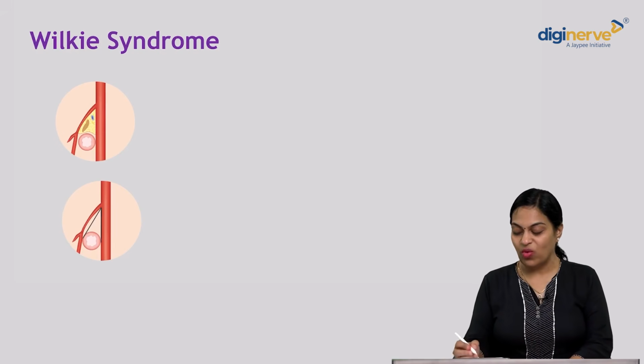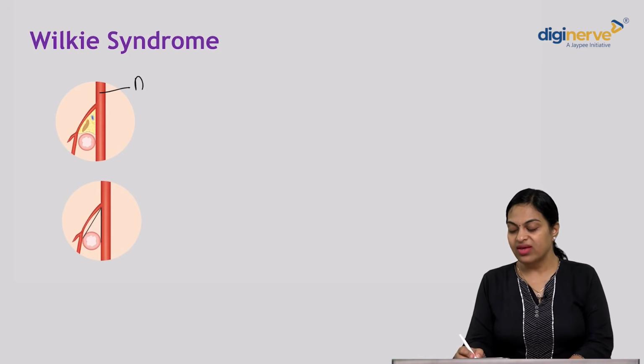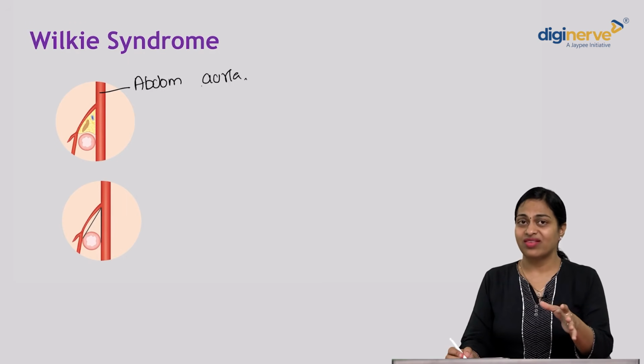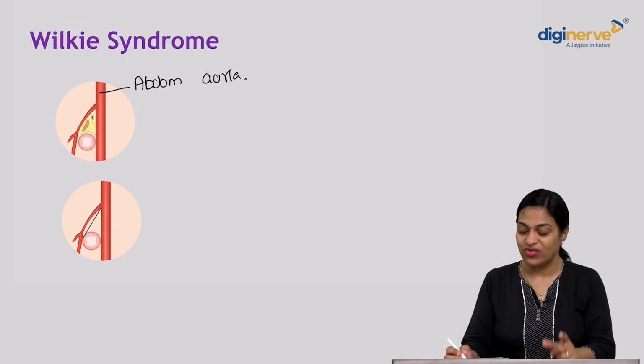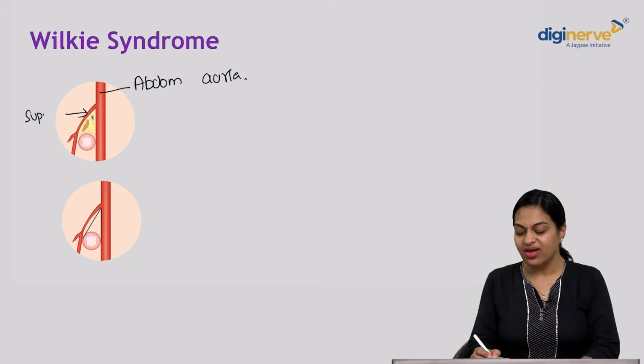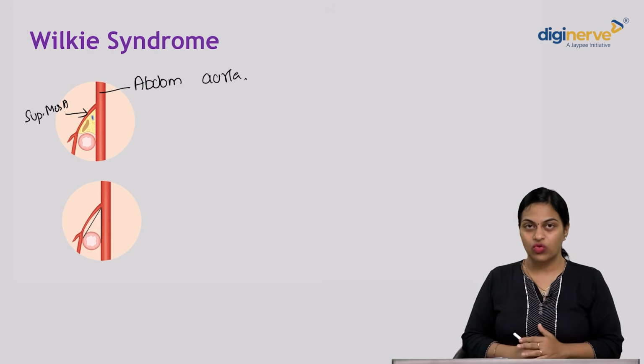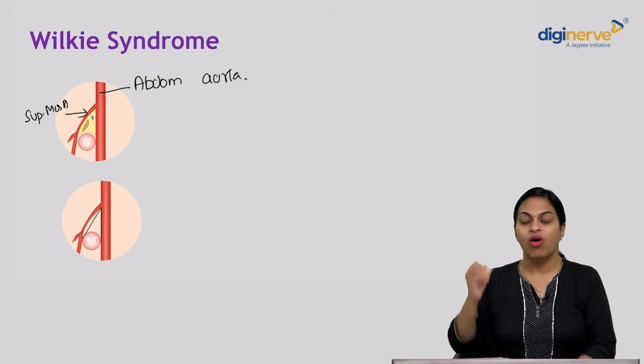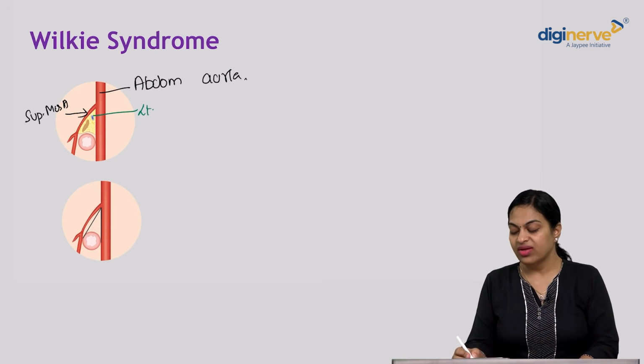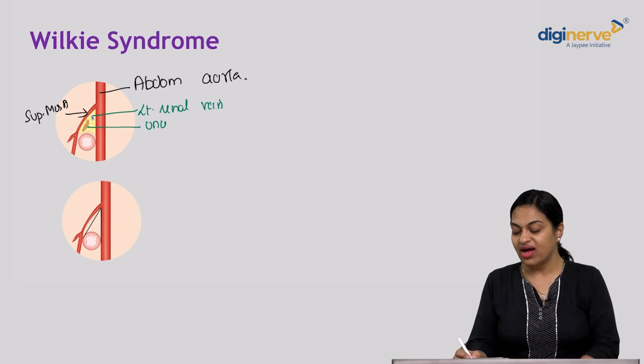What is Wilkie syndrome? So what we see here is the abdominal aorta. Can you tell me what branch arises from the ventral surface of the abdominal aorta opposite L1? The superior mesenteric artery, isn't it? So between the abdominal aorta and the origin of the superior mesenteric artery, we get to see three important structures. This one here is the left renal vein. Below that is the uncinate process of the pancreas. This is the third part of the duodenum.